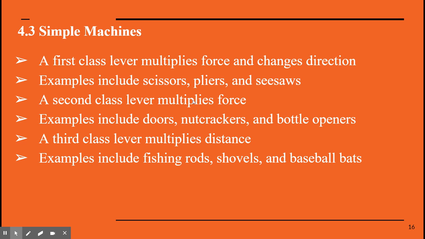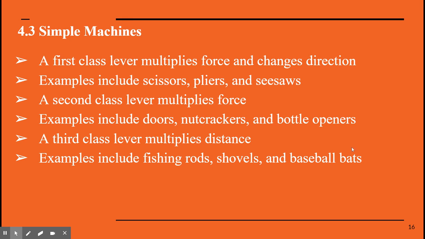Second class only multiplies force. It doesn't change the direction, and it doesn't multiply the distance. Doors, direction doesn't change. Nutcracker, direction doesn't change. Bottle opener, direction doesn't change. You push up on the bottle opener, and the cap comes up, so it goes in the same direction. Type 3 multiplies the distance.